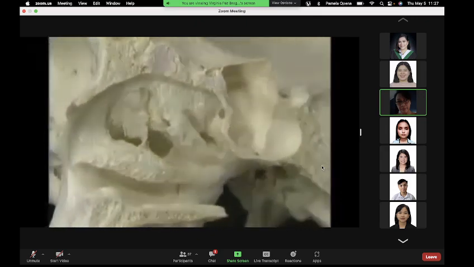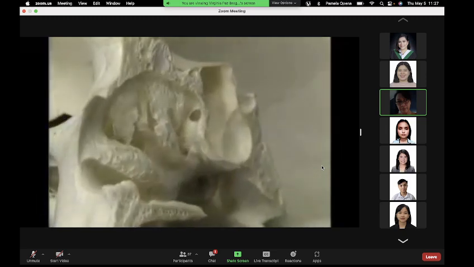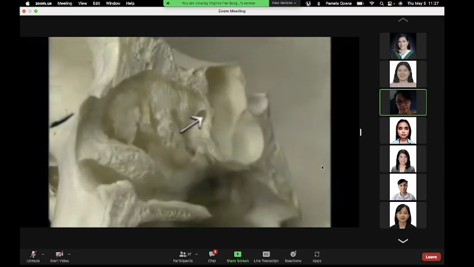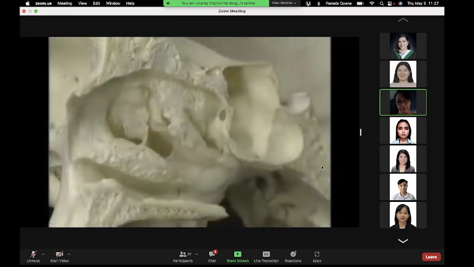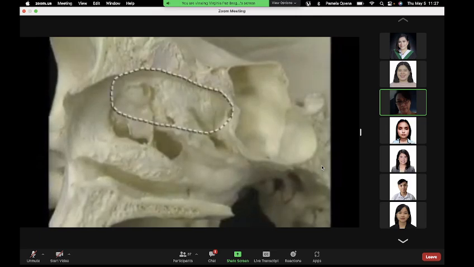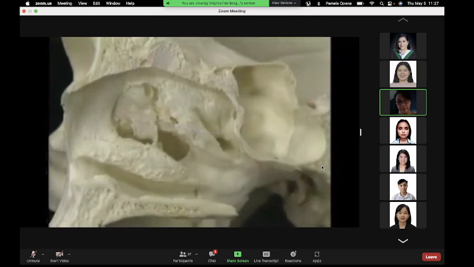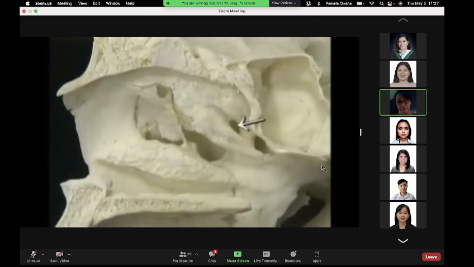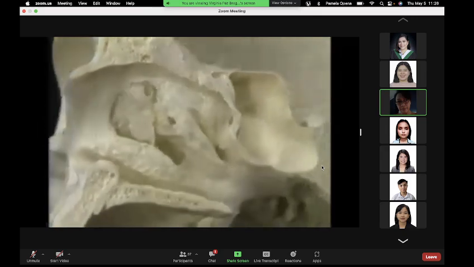Now we look at the openings for the other sinuses. The sphenoid sinus opens into the nasal cavity here, above and behind the superior concha. The ethmoid air cells, which are up in this region, have several small openings into the nasal cavity. Some of these are behind the middle concha, some of them are below it.